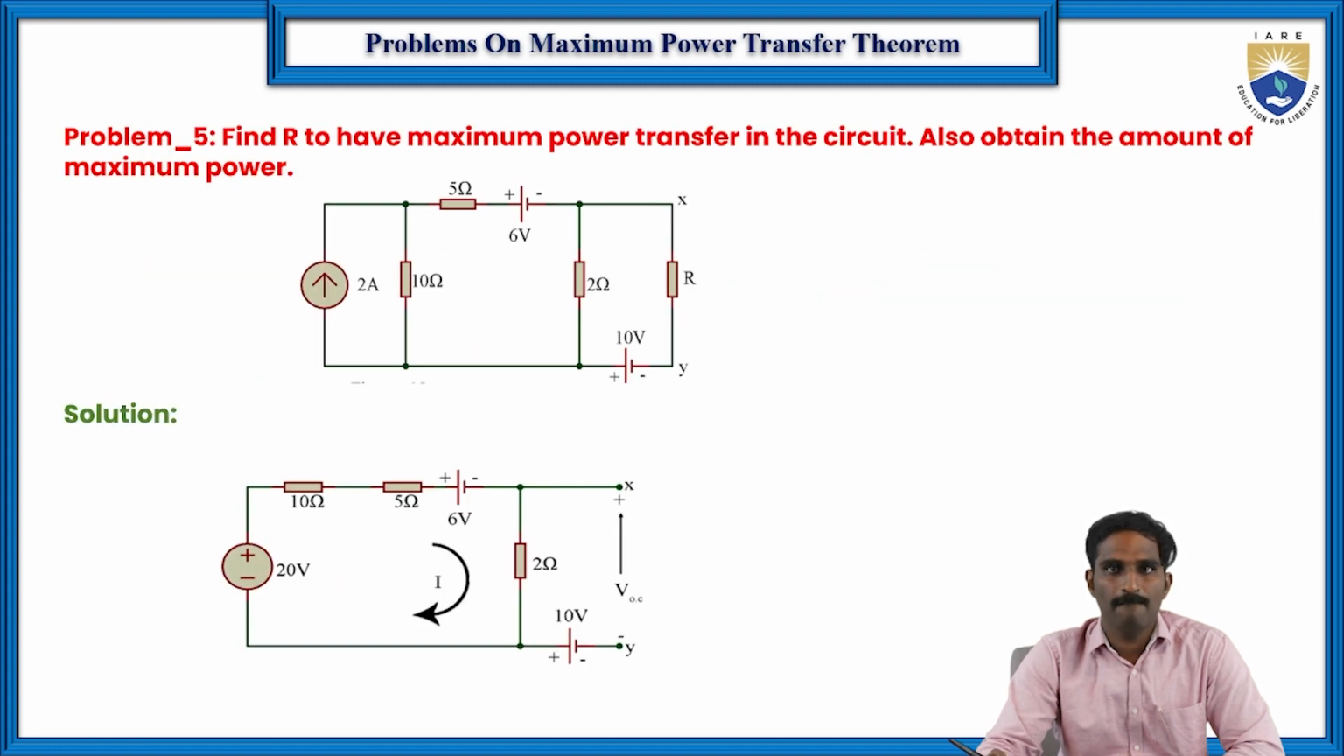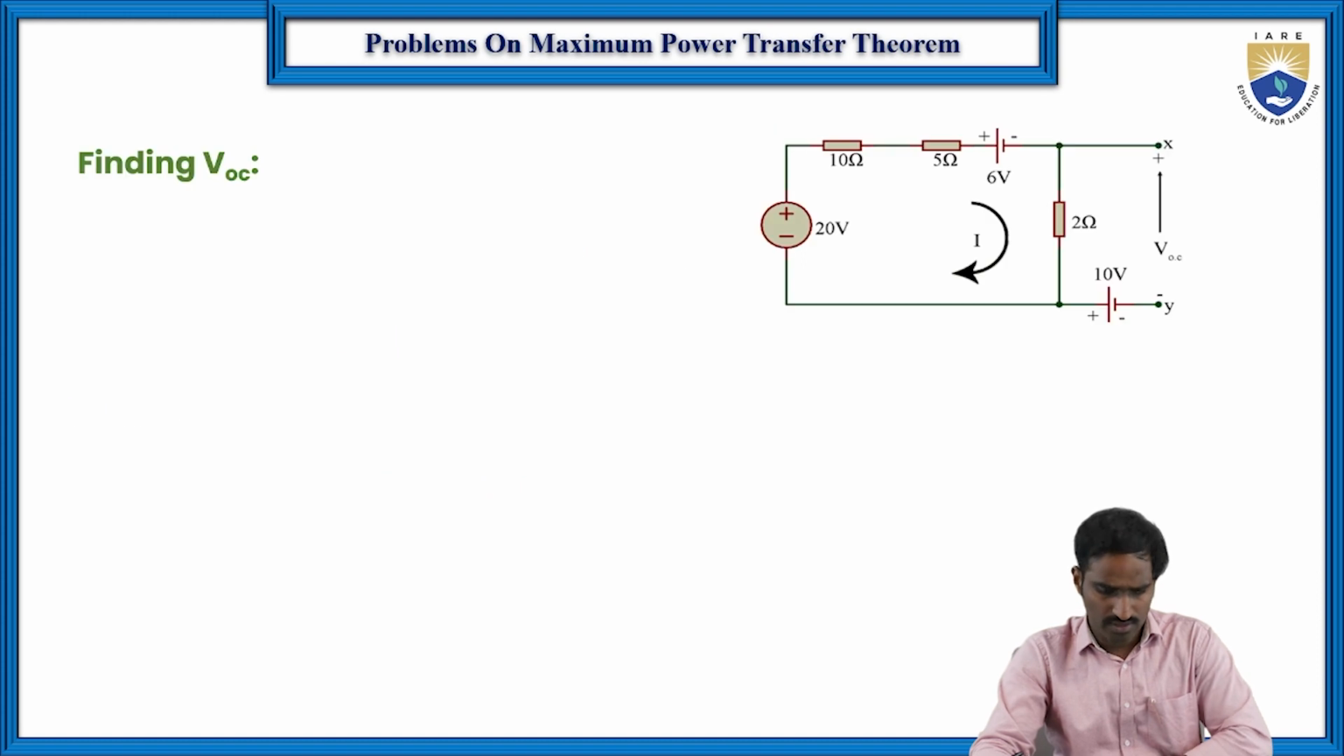Then coming to the next problem here. In this problem also, the same thing: we need to find the load resistance, as well as the maximum power flowing through the load resistance. And here also this is very simple.